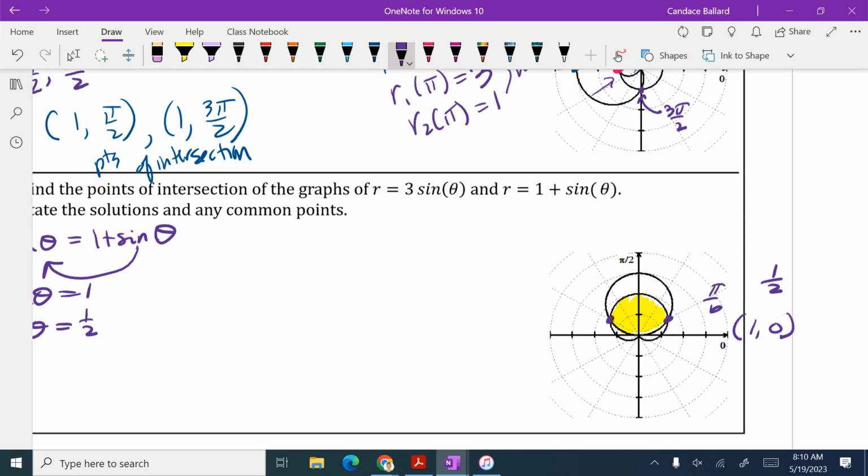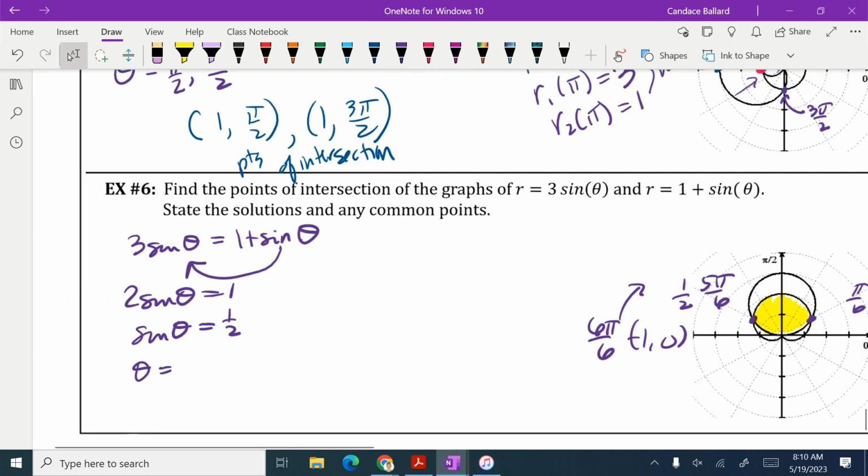Pi over 6. And we know enough about the unit circle that it should mirror on this side. So -1, 0, the 1/2 should be right there. What radian measure is this one? Think about this. If this is 6 pi over 6, and I have to back up 1, 5 pi over 6. So my intersection points are at pi over 6 and 5 pi over 6.